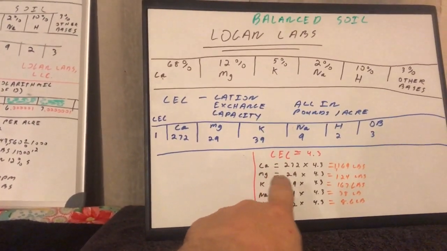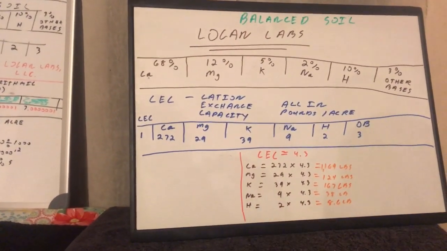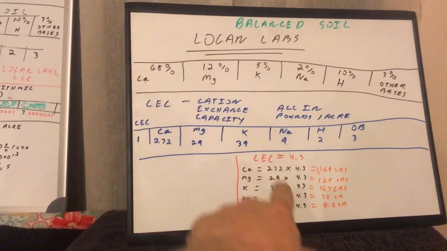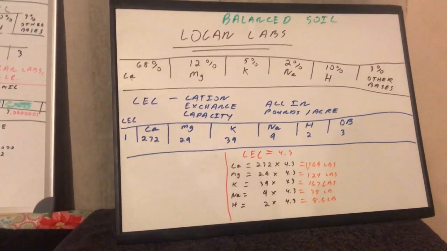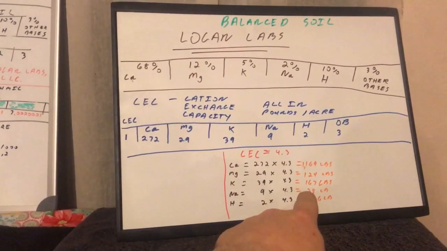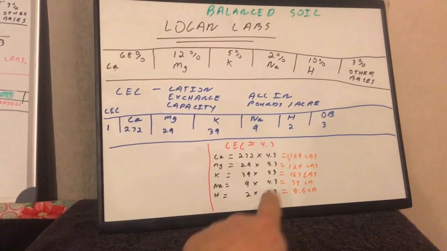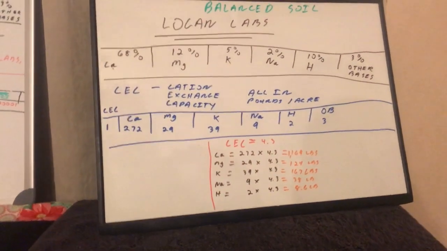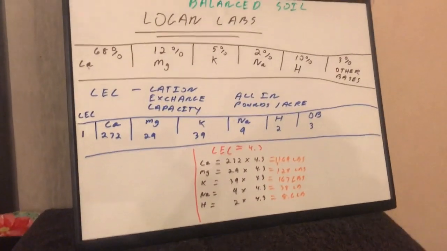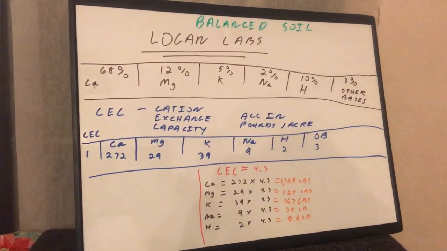As you go down here, I've got magnesium is 29 times 4.3, 124 pounds. Potassium is 39 times 4.3, 167 pounds. Sodium, 9 times 4.3, 38. And hydrogen, 2 times 4.3 is 8.6. So now you understand how I come to most of your soil reports when I give them to you.